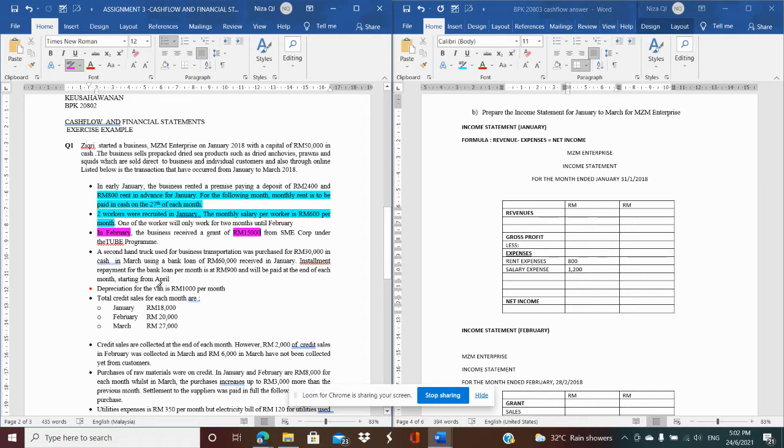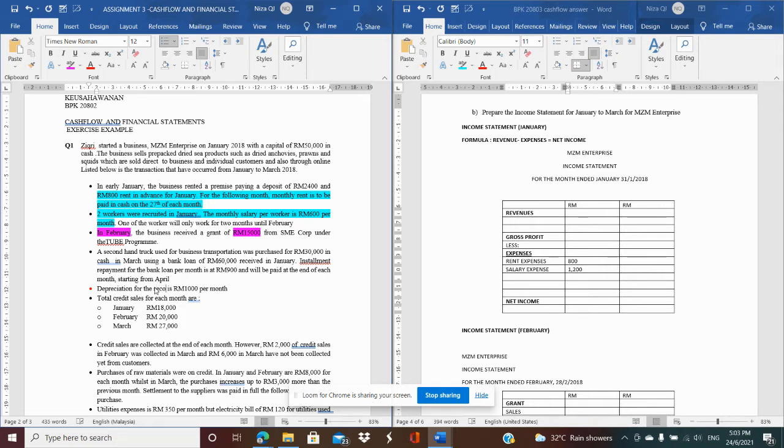Now, we move on to depreciation. The depreciation for the van. Okay, this is not the van. This is the second-hand truck. Sorry, I'm going to change it. So this is a second-hand truck. You change it in the question that I've already shared. So the second-hand truck.